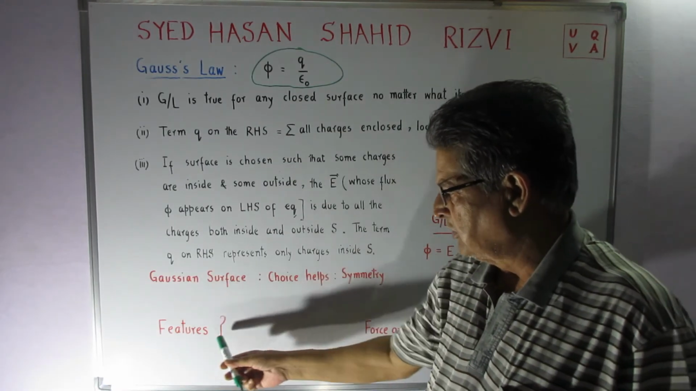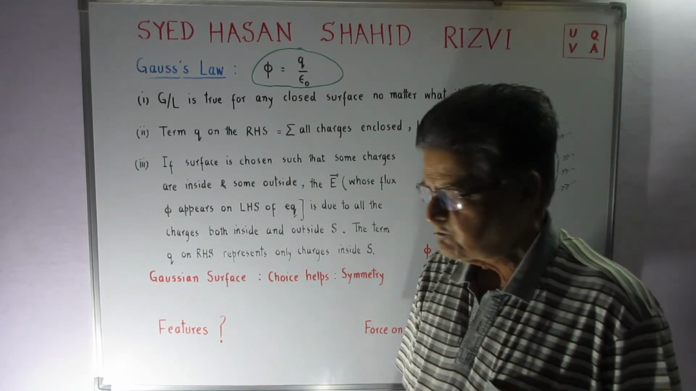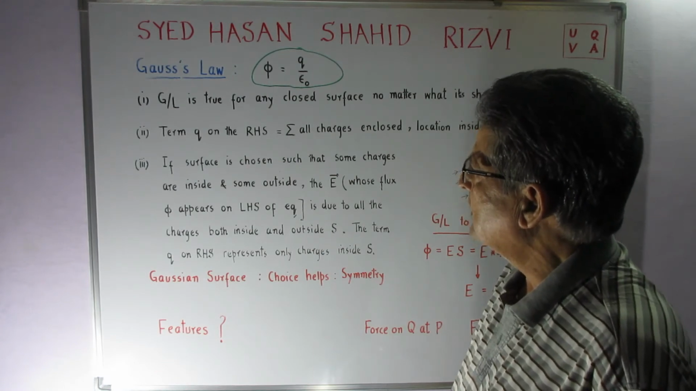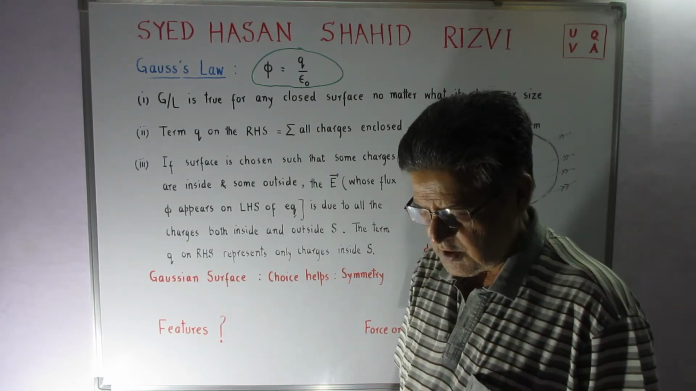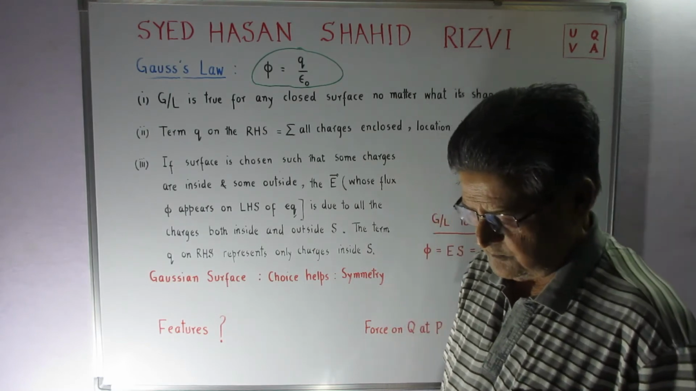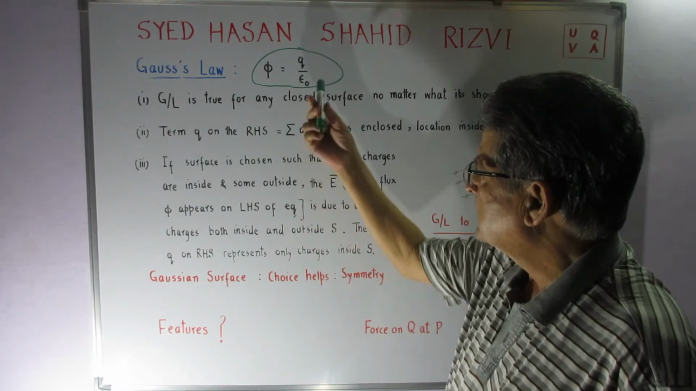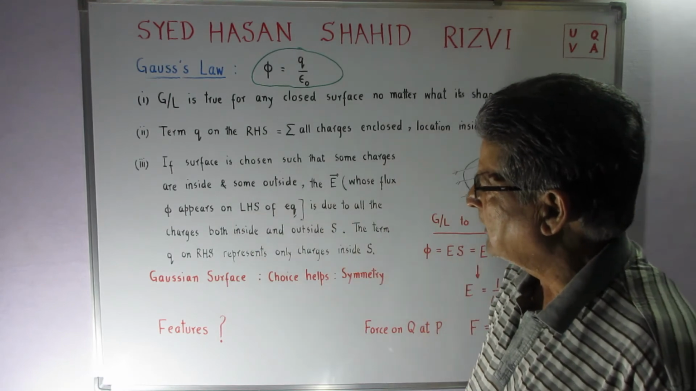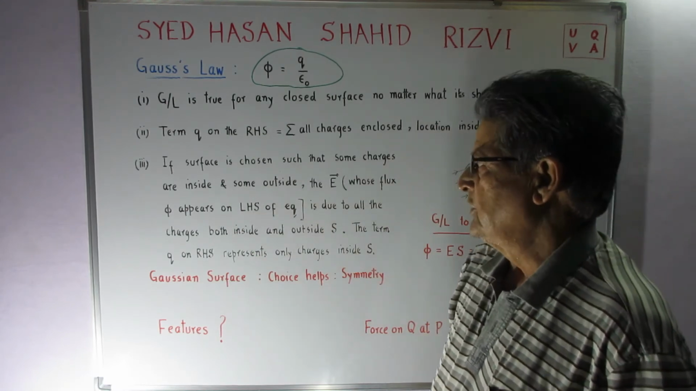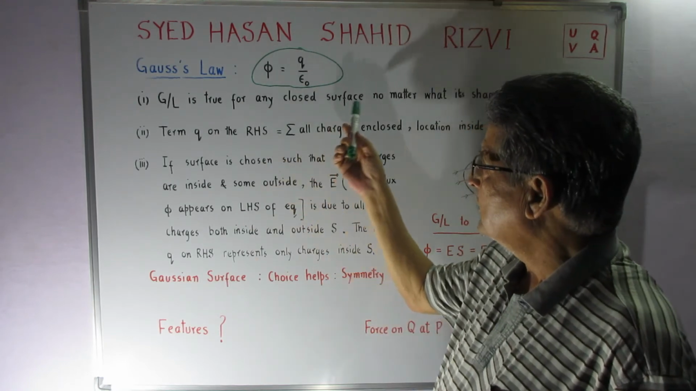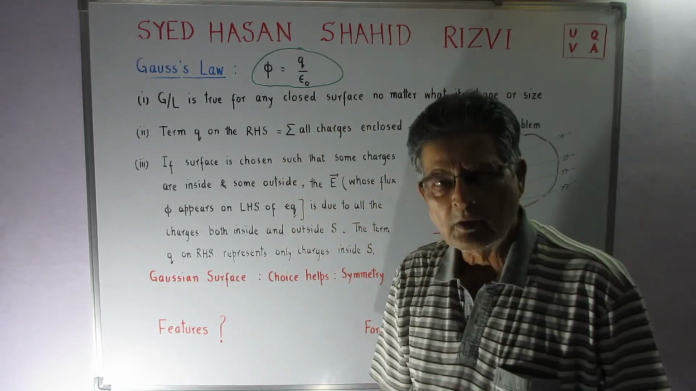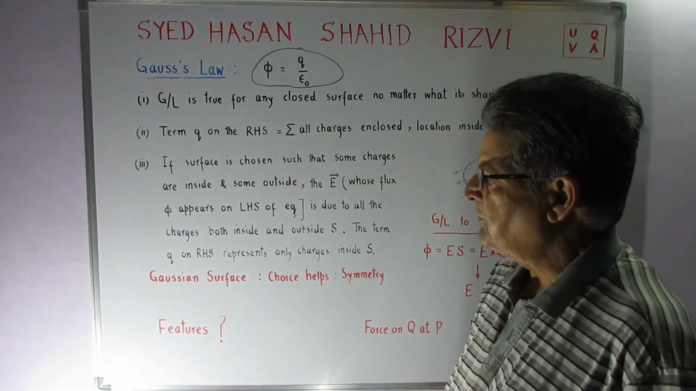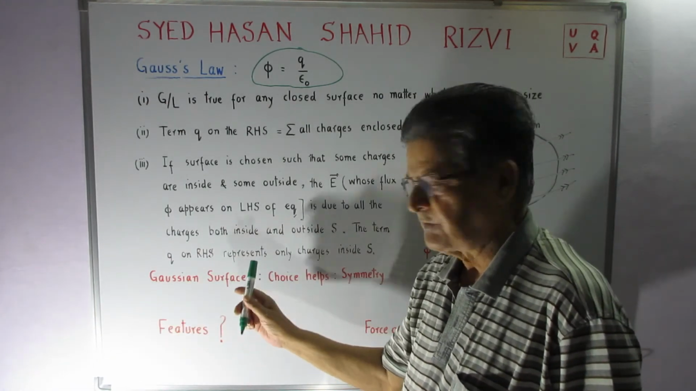I am to discuss with you the features of the Gauss law. Gauss law, which is stated just like this: the left hand side is the flux and the right hand side is the cumulative charge enclosed by a closed surface or enclosure, divided by epsilon naught. Now some of the features have been enumerated like this. First, Gauss law is true for any closed surface, no matter what is the shape and what is the size. That surface is called the Gaussian surface.